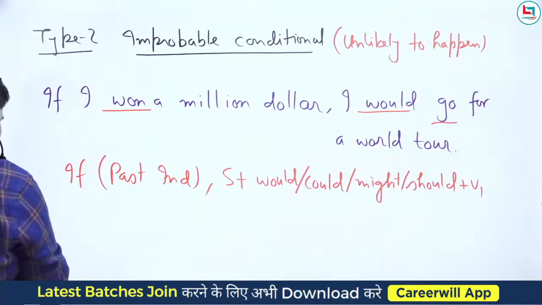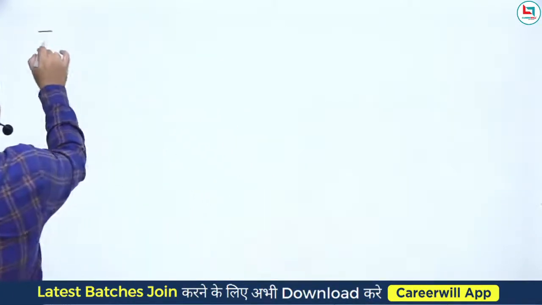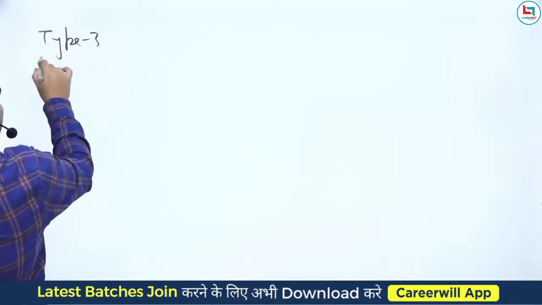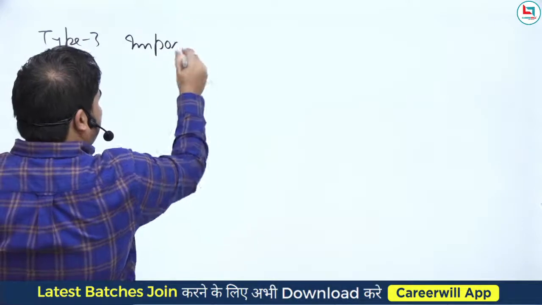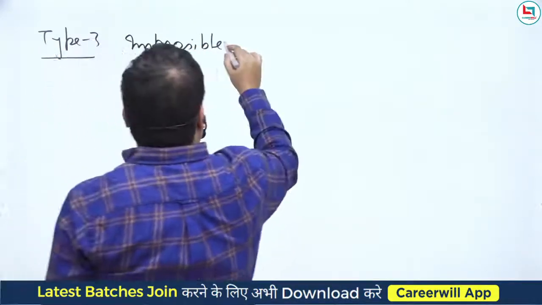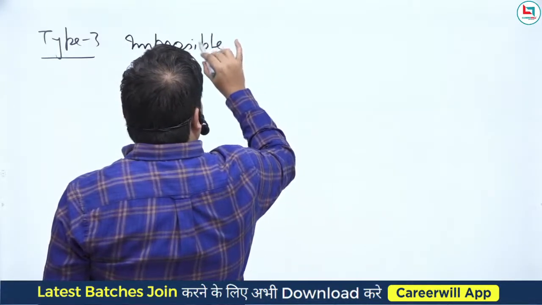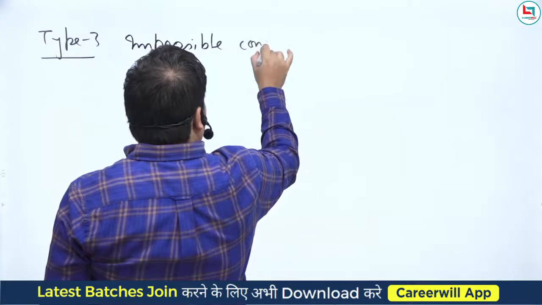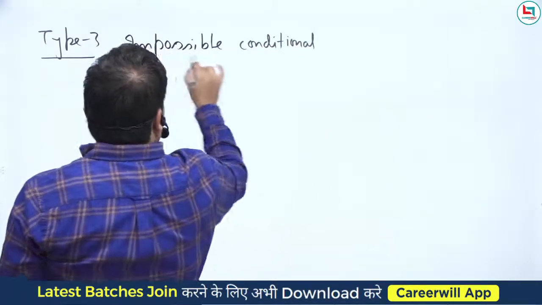Type 2, and now the type 3. Type 3 is called impossible conditional, because the moment you are making this statement, at that moment, there is no possibility of that action to be happened. Impossible conditional. The time has passed.